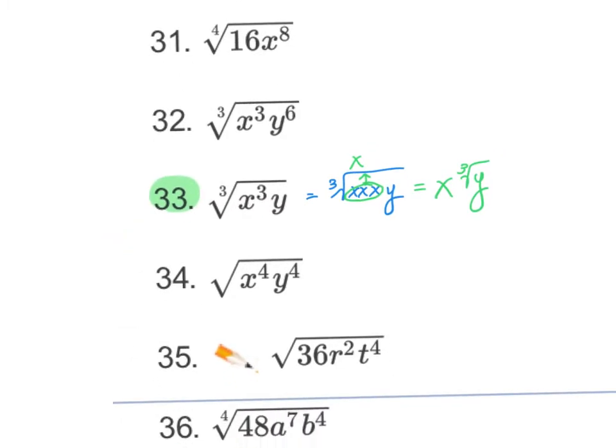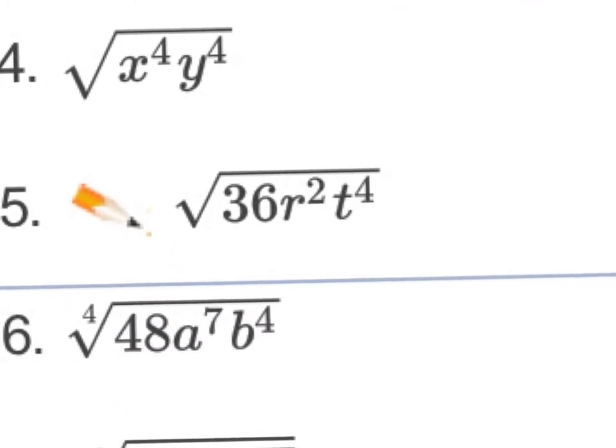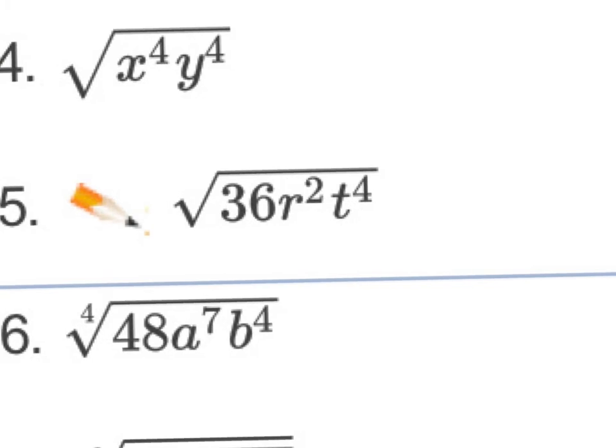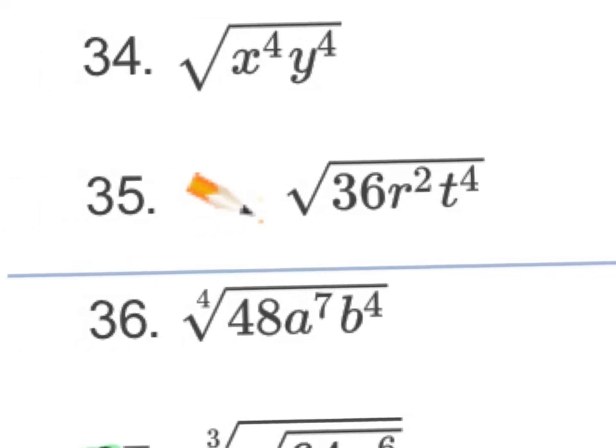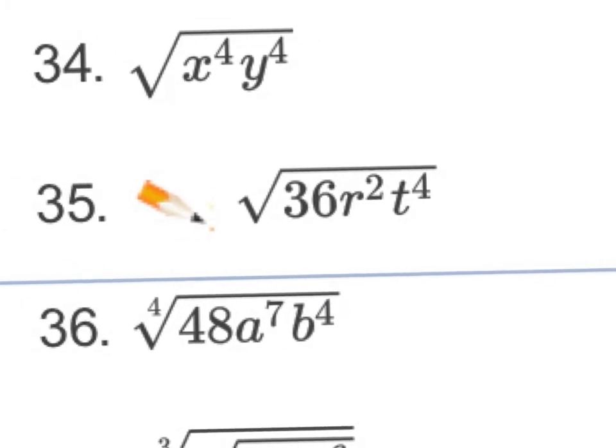All right, scooting along. Do 35. Somebody do it for me right now. Don't even write anything down. What's my answer for number 35? Would you call this just simplifying? Yep, that's all you're doing, just simplifying. Okay, do 35 for me right now. No, that's going to be 6rt squared.